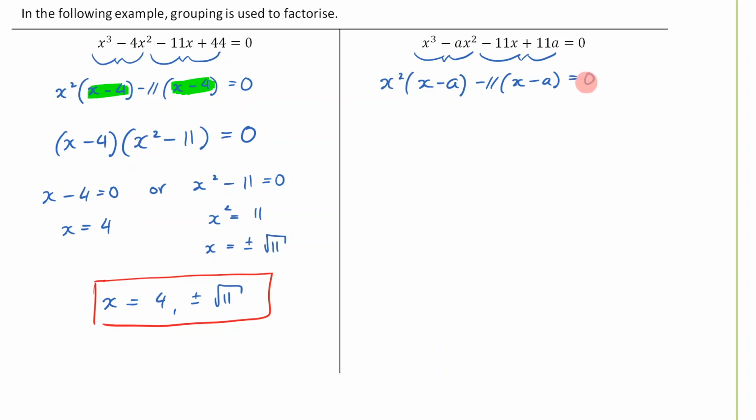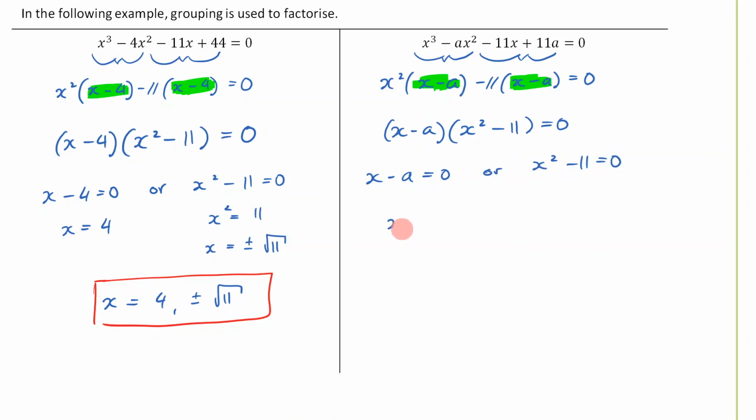As you can see, we were able to achieve what we wanted to, because this is the same as this, and that's what we want. And now I can take that out as a common factor. So it's going to be x minus a, and then x squared minus 11 is equal to 0. Then I can go x minus a is equal to 0, or x squared minus 11 is equal to 0, in which case x is equal to a, or I would get x squared is equal to 11, which is x is equal to plus or minus the square root of 11.